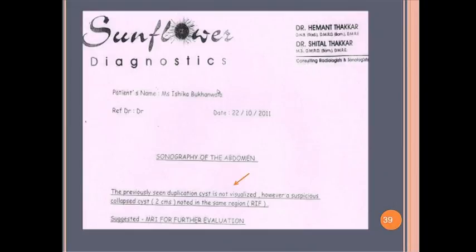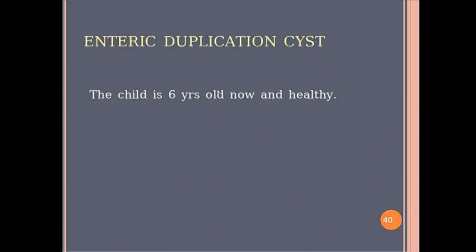The previously seen duplication cyst is not visualized. However, a suspicious collapsed cyst. That child is 6 years old now and healthy. I have many more cases to go by.